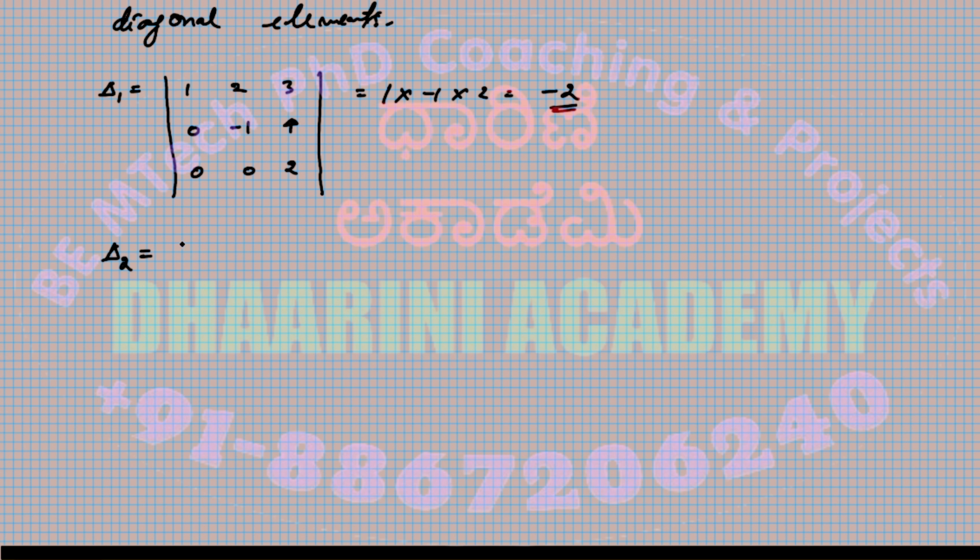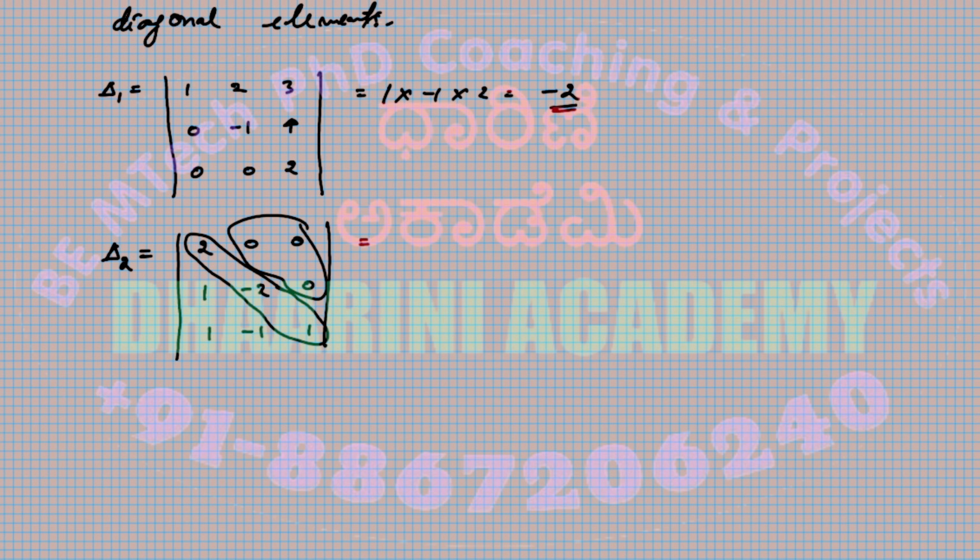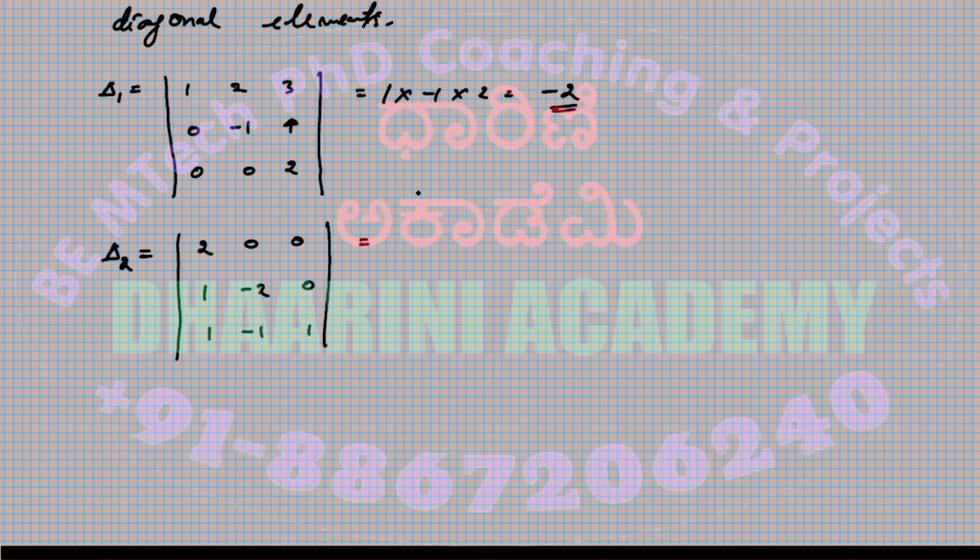So delta 2 is equal to, let's write another. Okay, so 2, 0, 0, 1, minus 2, 0, 1, minus 1, 1. So here also we can see that this is the diagonal element. One side is 0. Right. That means we can write this is equal to 2 into minus 2 into 1, minus 4 is the answer.